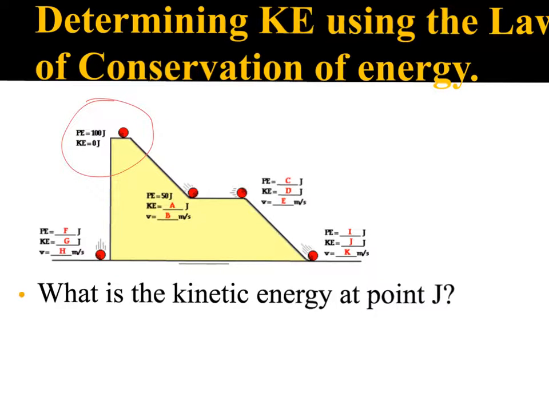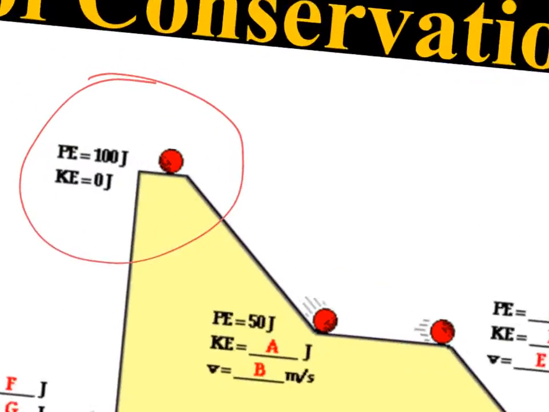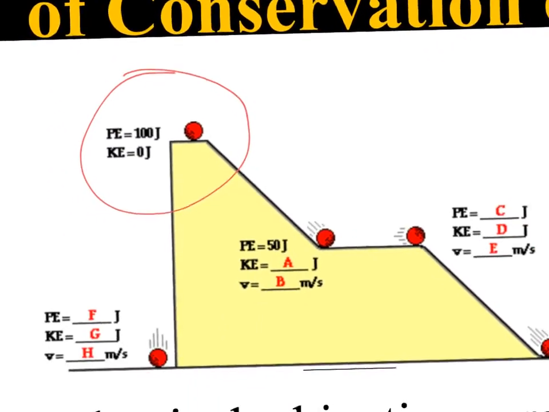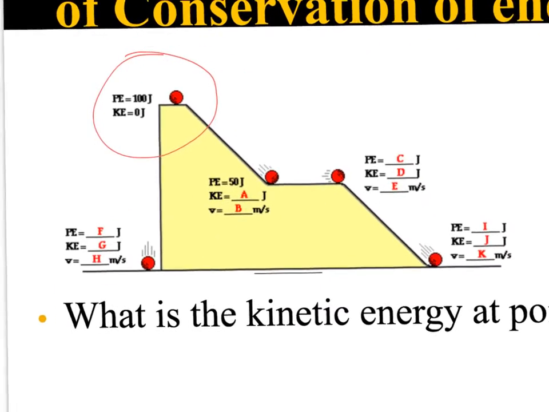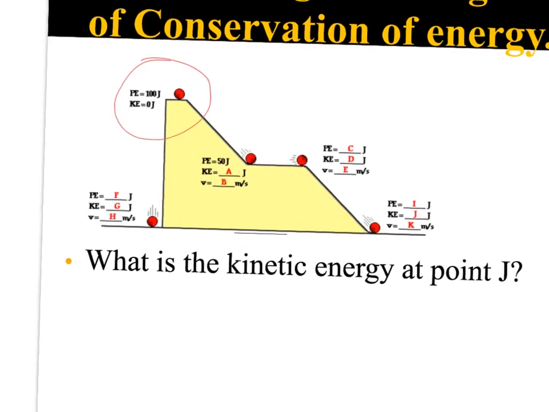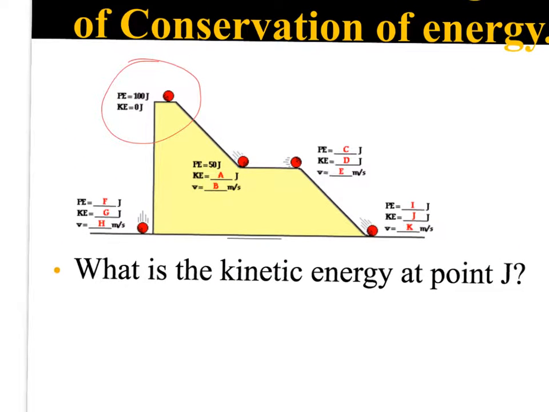All right, and so if we have 100 joules at the top, and we had 0 joules of kinetic energy there, our total energy here is 100. So if I say, what is the kinetic energy at point J, you might say, on the test, he gave me the formulas, pretty simple.